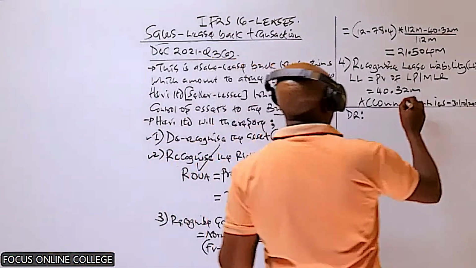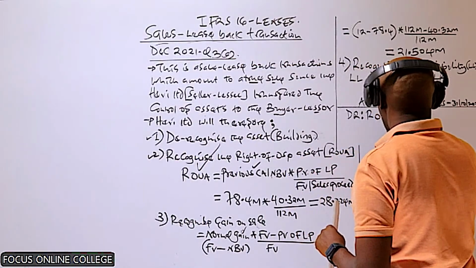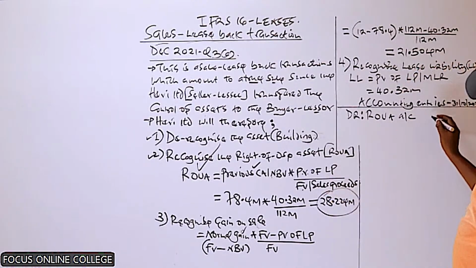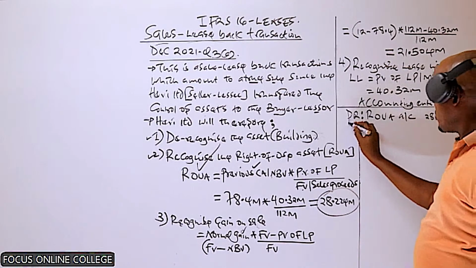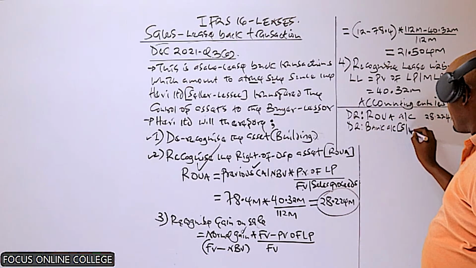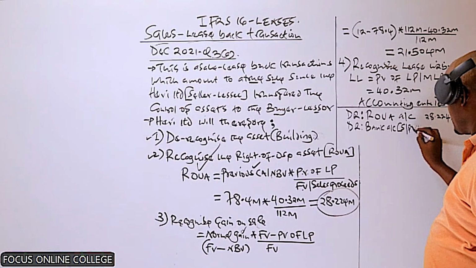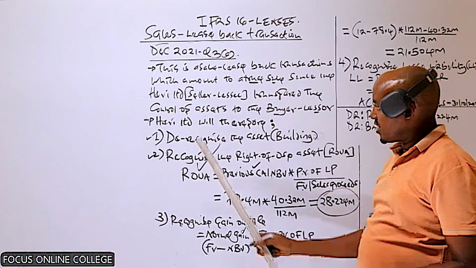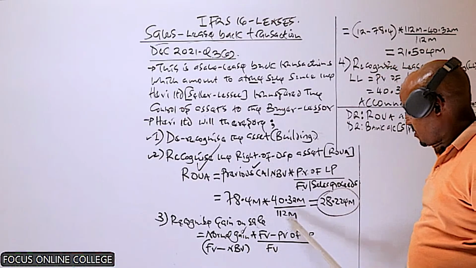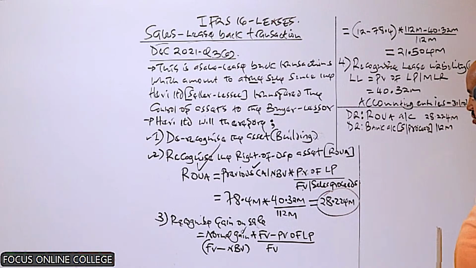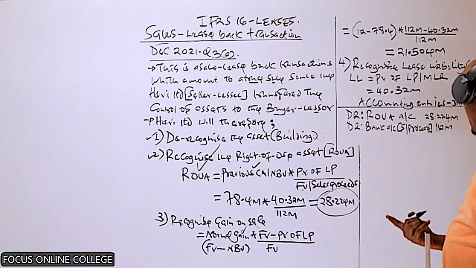So the first account to be debited is the right of use asset, and this account will be debited with this particular amount here, 28.224 million. The other account to be debited is the bank account. Remember, our company sold the asset. The amount which we debit in the bank account is equivalent to the sales proceeds, which is 112. So these are the two accounts to be debited.